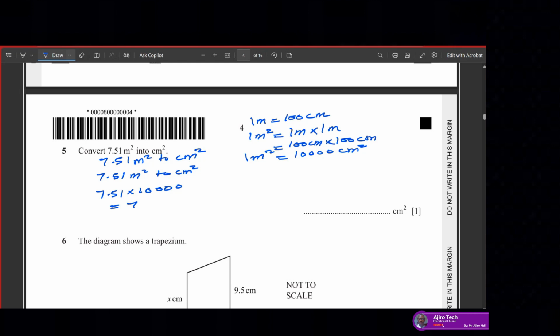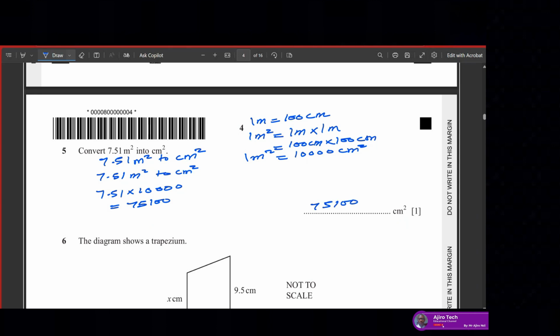7,510. Are you certain? That's 10,000. Oh, that conversion is 10,000, not 1,000. Sorry. Then it's seven... then it's 75,100. Okay, 75,100 is very correct.